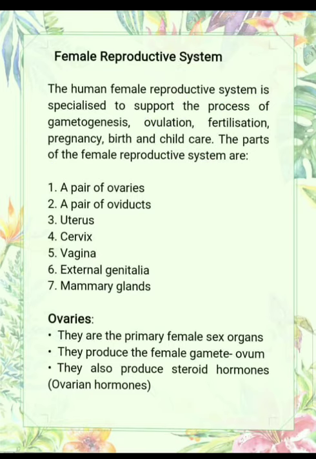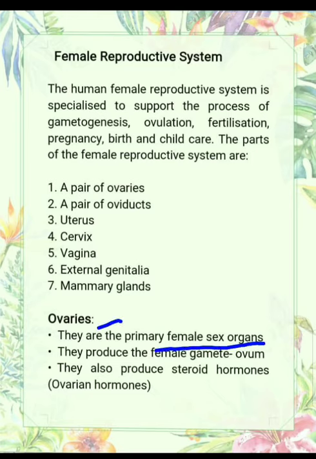Now we will study the parts of the female reproductive system. The main parts are a pair of ovaries, a pair of oviducts, uterus, cervix, vagina, external genitalia and mammary glands. We will study them one by one. Let us start with the ovaries.